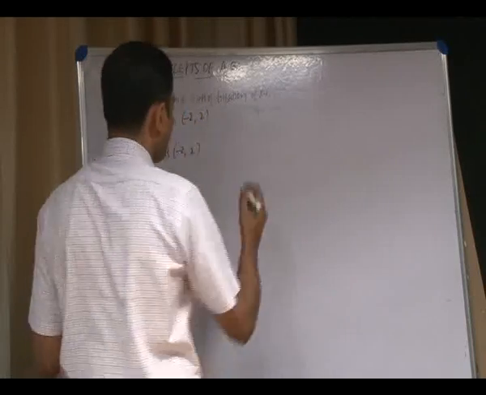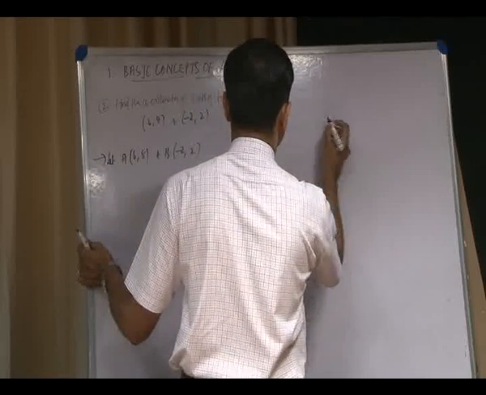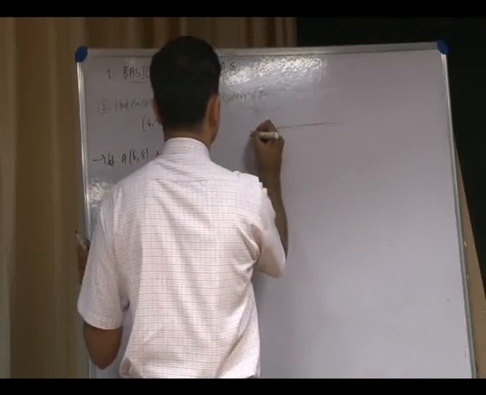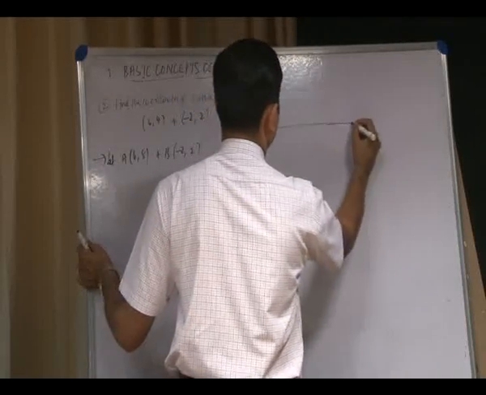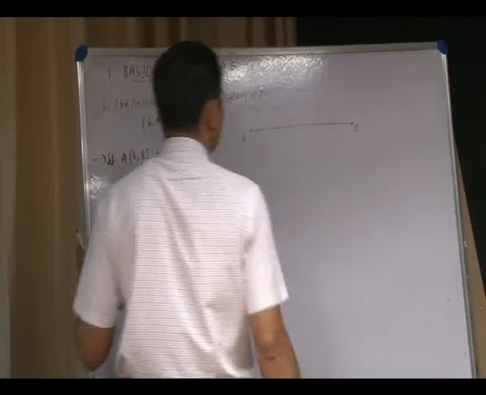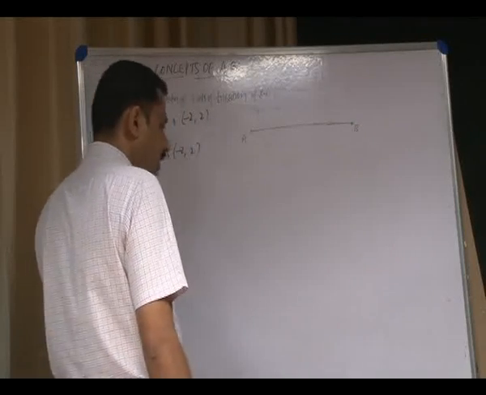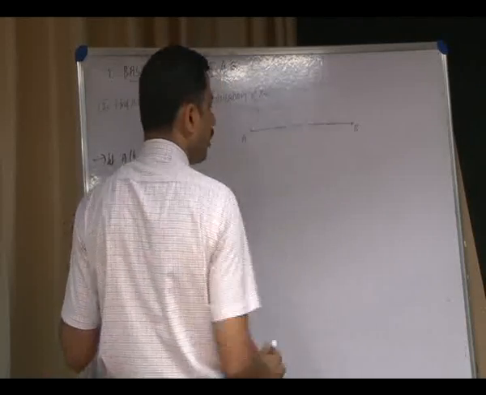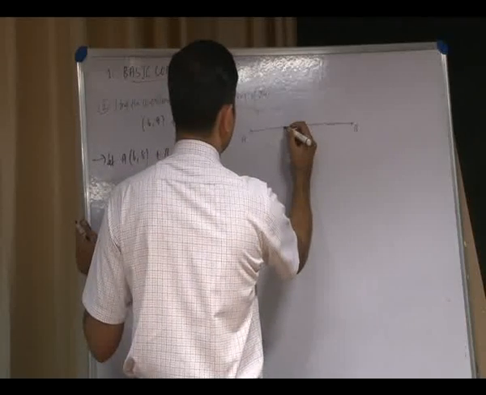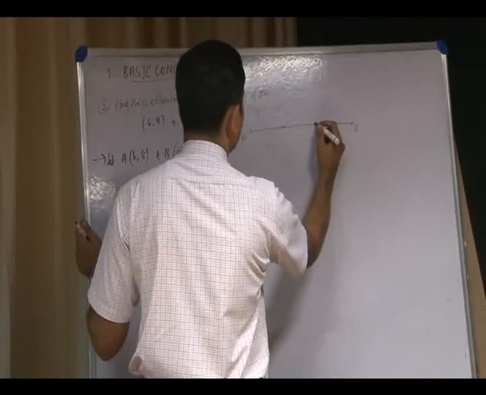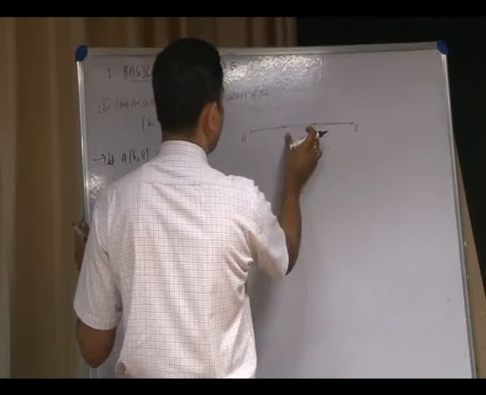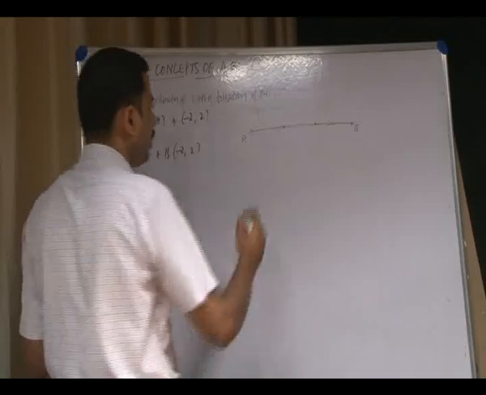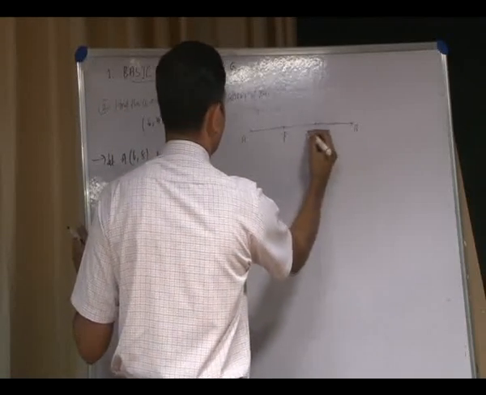So, suppose this is line AB, the line joining the two points. Points of trisection means you have to divide this line into 3 equal parts, so I will consider 2 points here. This is one part, this is the second part and this is the third part. Like this we are going to divide this line into 3 parts by 2 points. So, one is P and the other one is Q.